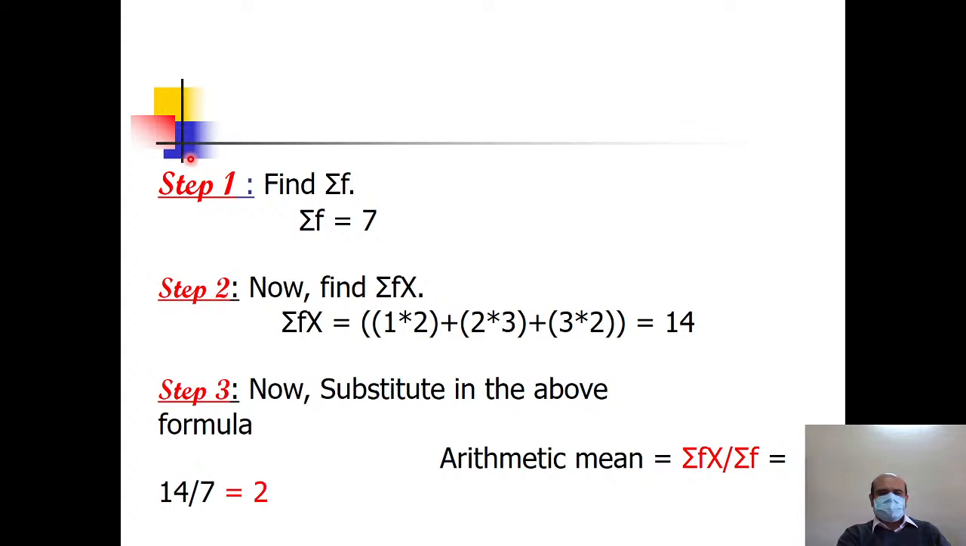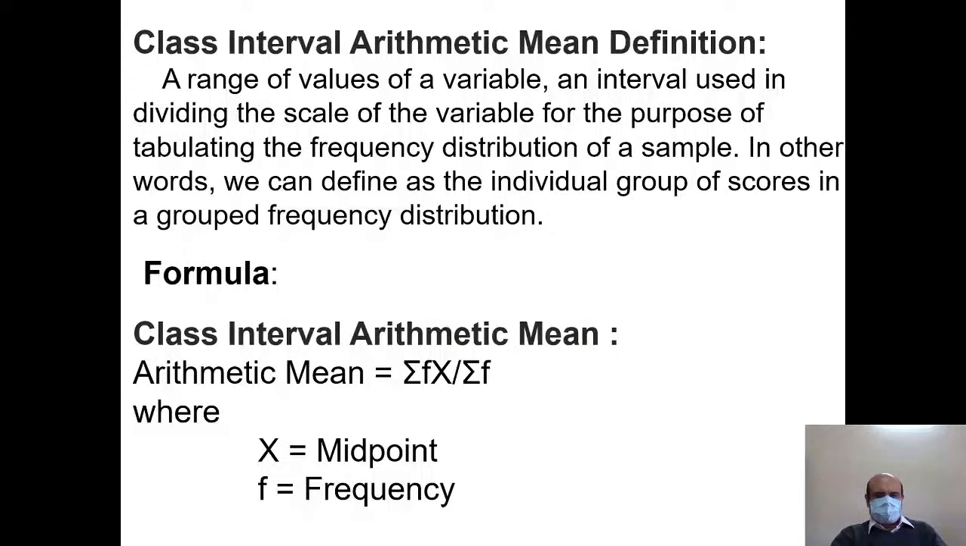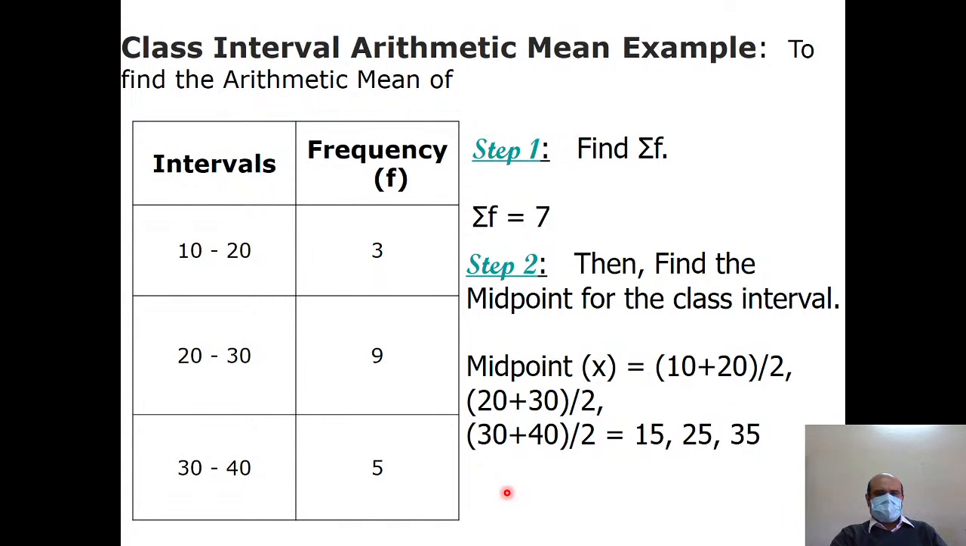So step 1 is to find summation f. Summation f remains the same. Step 2, now find summation fx, then you get the number. And step 3, now substitute in the above formula, which is 14 by 7. The arithmetic mean is equal to 14 by 7. Class interval arithmetic mean definition, I'll skip this because usually it doesn't come in your class.